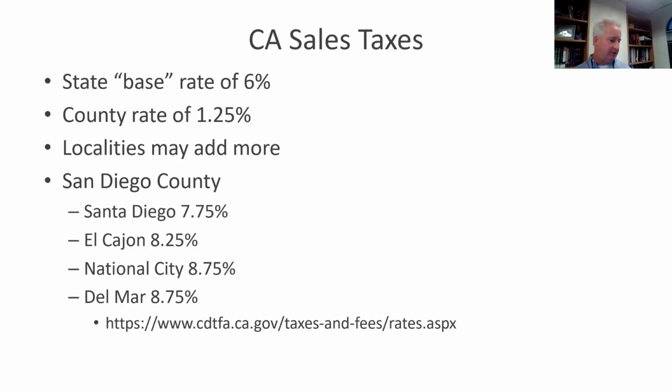So California has sales taxes. Sales taxes are a state base rate of 6%. Then every county chucks in 1.25% minimum. And then municipalities can add more.